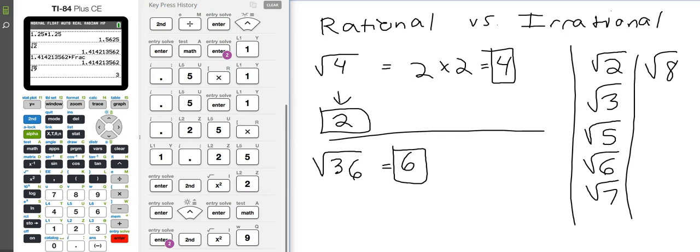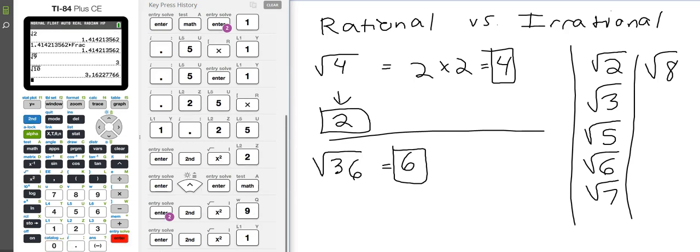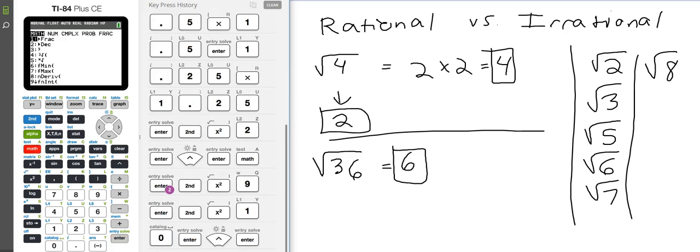Let's say you move on to square root of 10. Let's see. Square root of 10. Let's see if that's rational or not. Up arrow, can we write it as a fraction? Nope, the calculator could not convert it to a fraction for us, and therefore the square root of 10 is irrational.